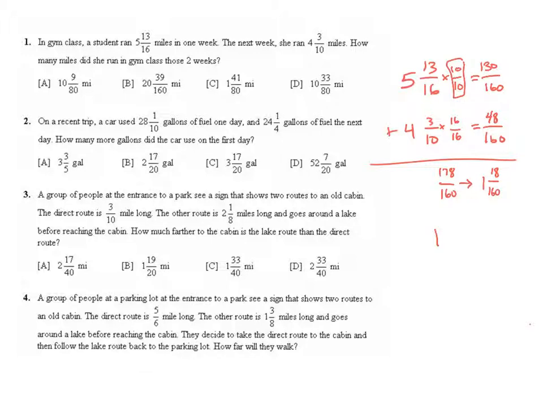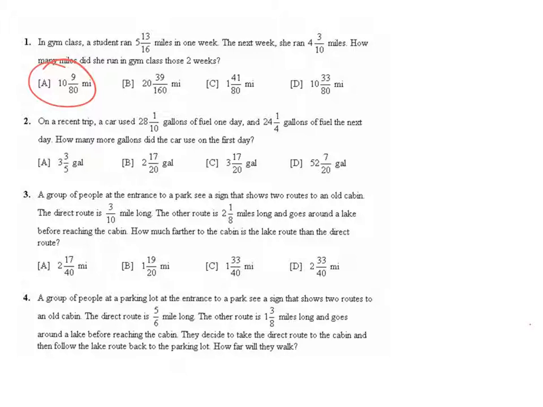I'm going to go ahead and simplify this entire mixed number before I even add back the rest of my whole numbers. So I have 1 and 18 over 160. And I know that 18 and 160 are both even, so I'm going to divide by 2 over 2. That will give me 9 over 80. Now I'm ready to add all of my whole numbers, so I have 5 plus 4 plus the 1 right here, which gives me 10, and then the 9/80ths. Altogether then, this student ran 10 and 9/80ths miles.